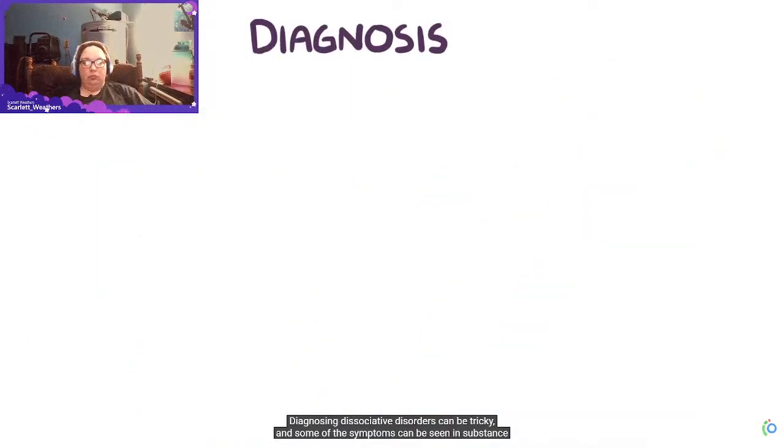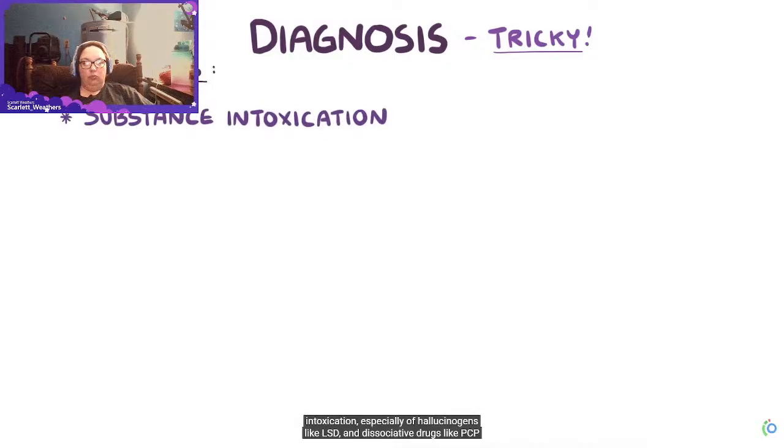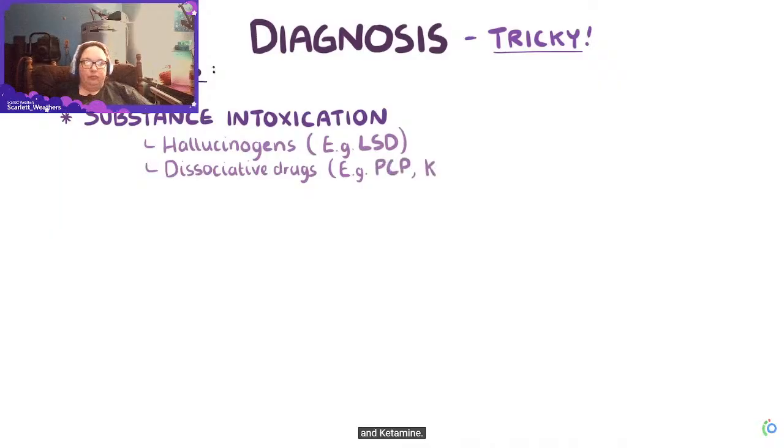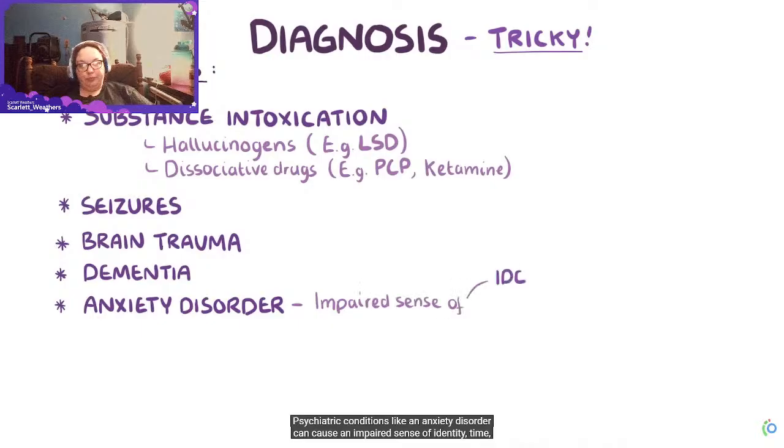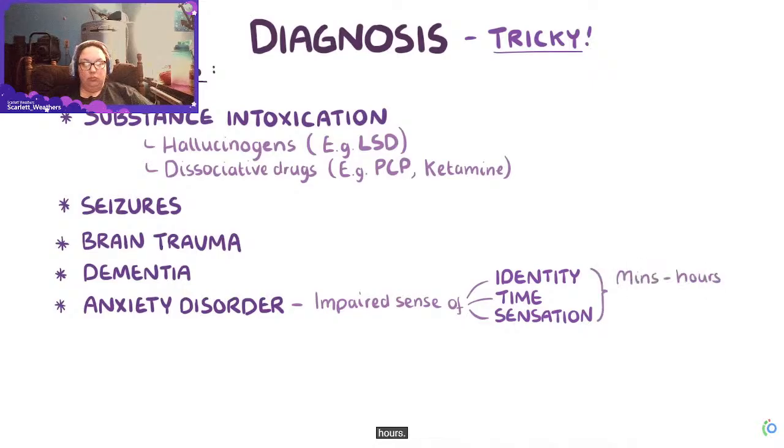Diagnosing dissociative disorders can be tricky, and some of the symptoms can be seen in substance intoxication, especially of hallucinogens like LSD, and dissociative drugs like PCP and ketamine. Other causes include seizures, brain trauma, as well as chronic conditions like dementia. Psychiatric conditions like anxiety disorder can cause an impaired sense of identity, time, and sensation, especially during a panic attack. But these symptoms usually last minutes to hours, whereas with dissociative disorders, the symptoms can persist for years.